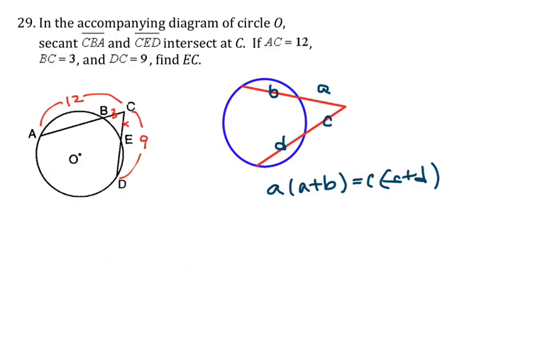Now, using that idea, the formula here would have been 3 times 12, because 12 is the entire line segment, is equal to X times 9. Then we get 36 is equal to 9X. Of course, we can divide by 9 on each side, getting X equals 4. So 4 becomes our answer.